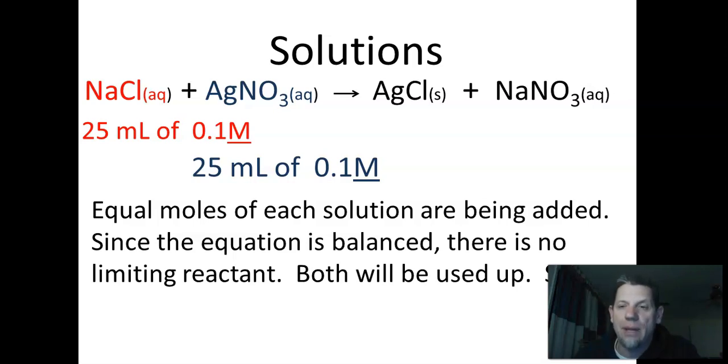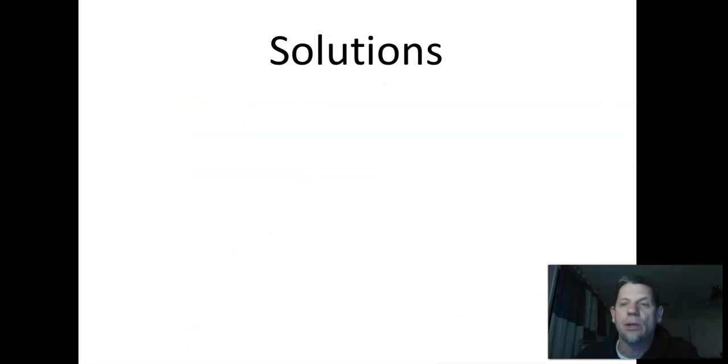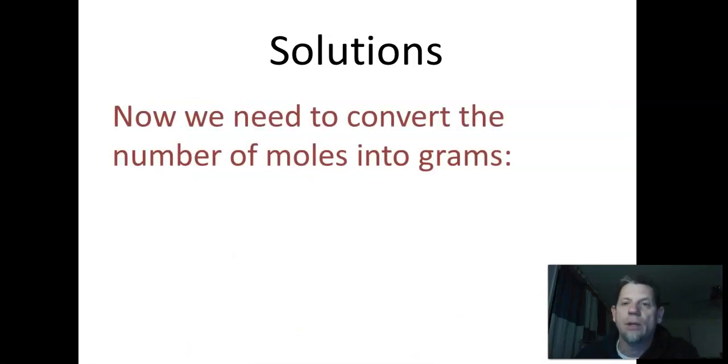So since it's balanced, here's what's going to happen. You're going to get 2.5 times 10 to the negative third moles of each reactant. Okay? That means that when they react, it's going to make 2.5 times 10 to the negative third moles of silver chloride. I got this value by multiplying the volume, 25 milliliters, times the molarity. And with it being in liters and molarity, that's the numbers that you're going to get. Again, that wasn't what was being asked. The question was not asking for moles of product. The question was asking for grams. So we need to convert that number of moles back to grams.